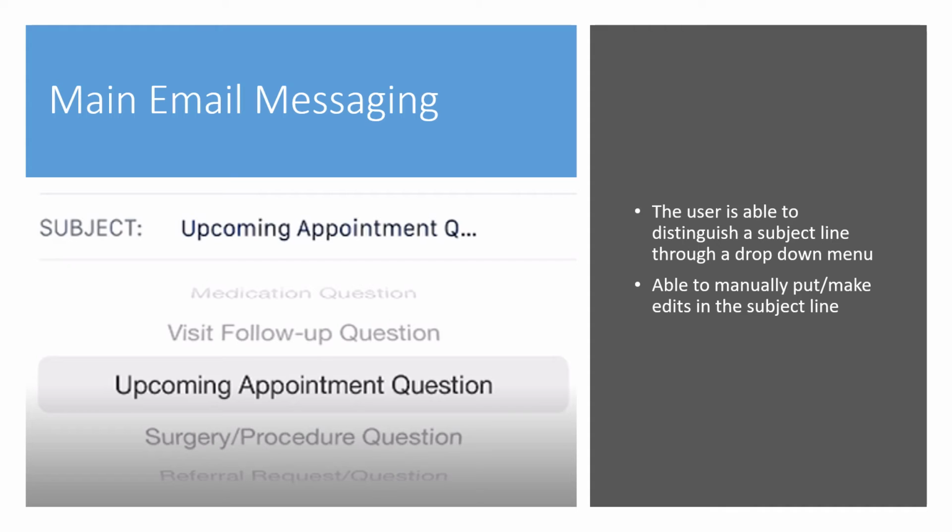Most of the items required in order to send an email are usually automated or provide a drop-down menu. So for a subject line, the user is able to select a subject line through a drop-down menu, but if there is something specific that they want to include in the subject line, they can manually include it.